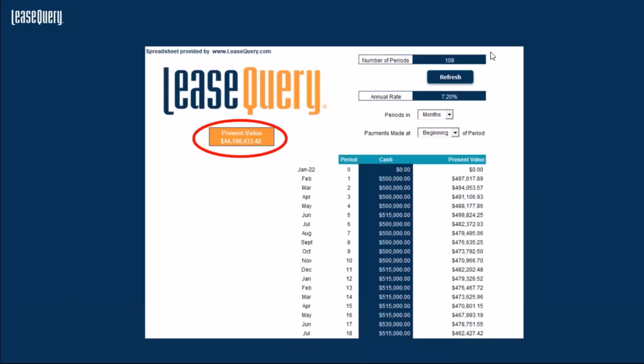And I believe the next screen showcases what that would look like if you downloaded it. It's effectively us just putting in those rental payments in the cash column, showcasing how many periods there are, whether those periods are months or years, whether they're made at the beginning or end of the month. And then that's going to calculate at the very bottom what that total present value is, which is that 44 million you see circled there.